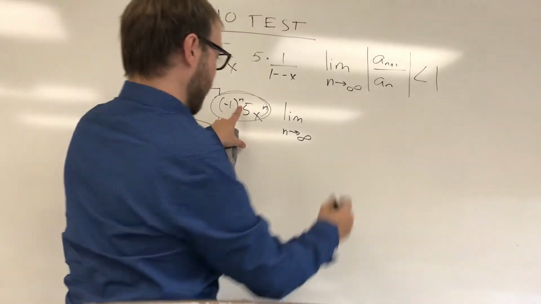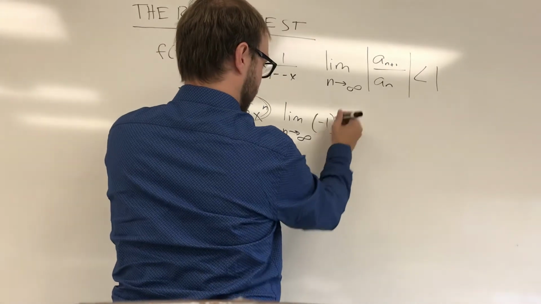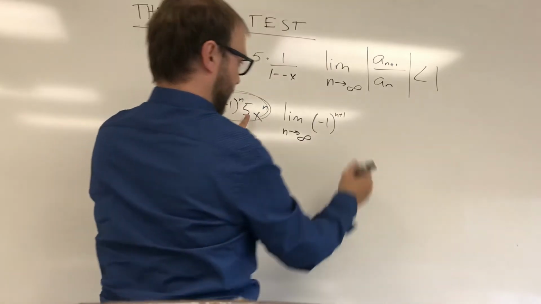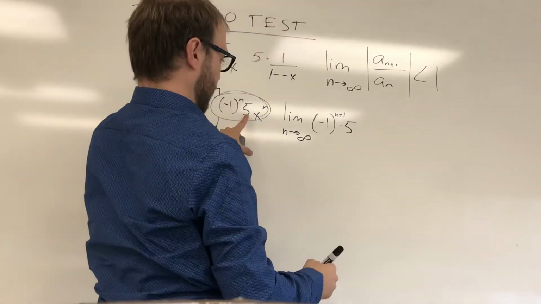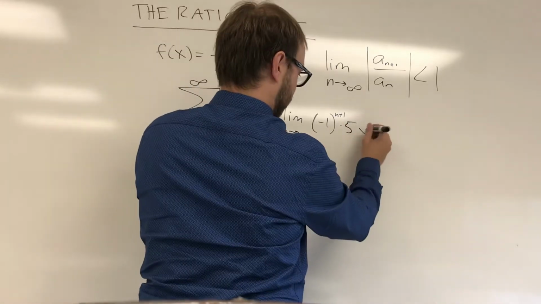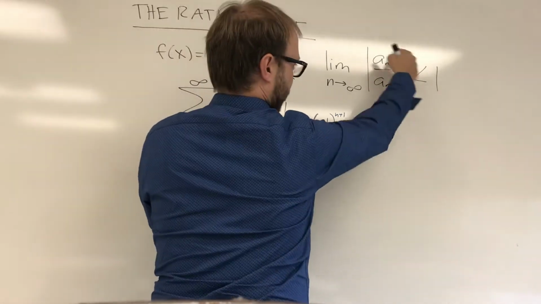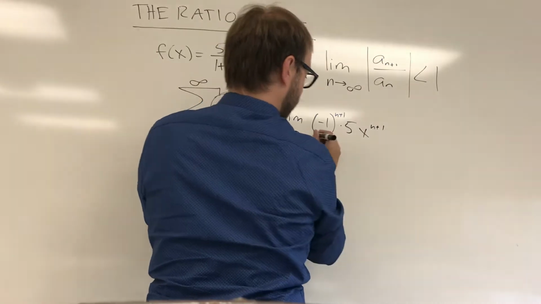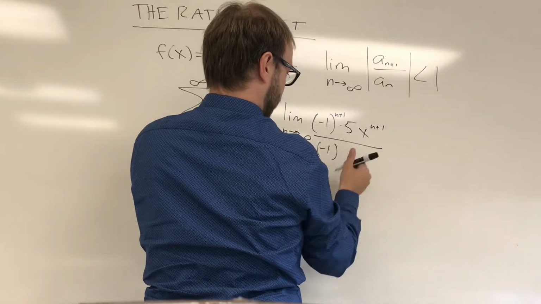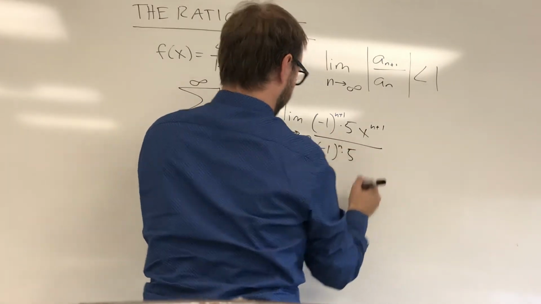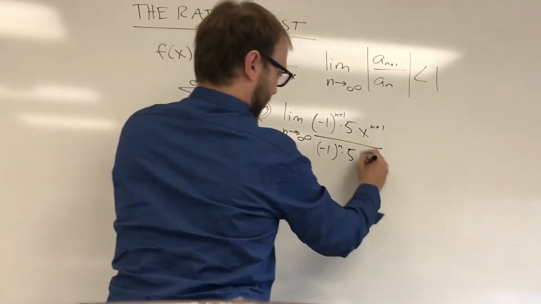We want the n plus 1 term, so it's negative 1 to the n plus 1. 5 doesn't have anything having to do with an n. And then we want x to the n plus 1, okay? We want that divided by, so that's the n plus first term, divided by the nth term. So that's negative 1 to the n, that's 5, and x to the n is our term.